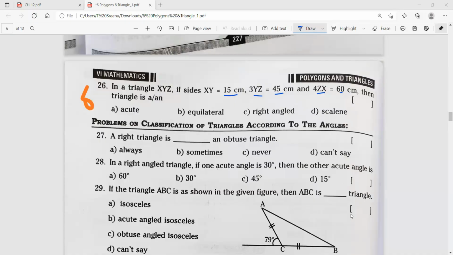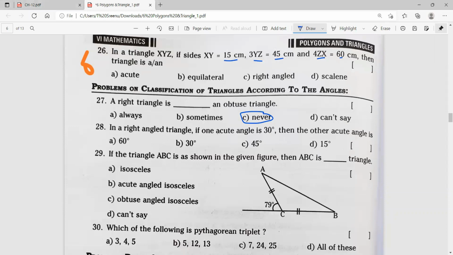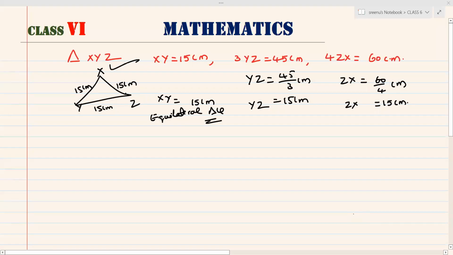Is a right angle triangle an obtuse angle triangle? No, because it is 90 degrees. Obtuse means greater than 90. Remember, in a right angle triangle, one acute angle is 30. What is the other acute angle? Let's do it. So here a right angle triangle is given in the question, so 90 degrees. One acute angle is 30. What is the other acute angle?